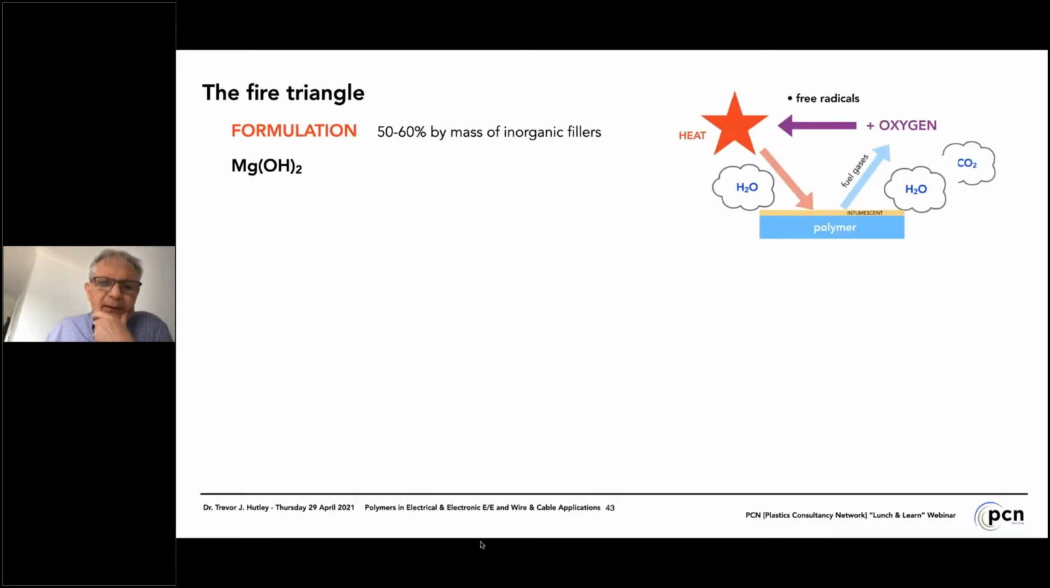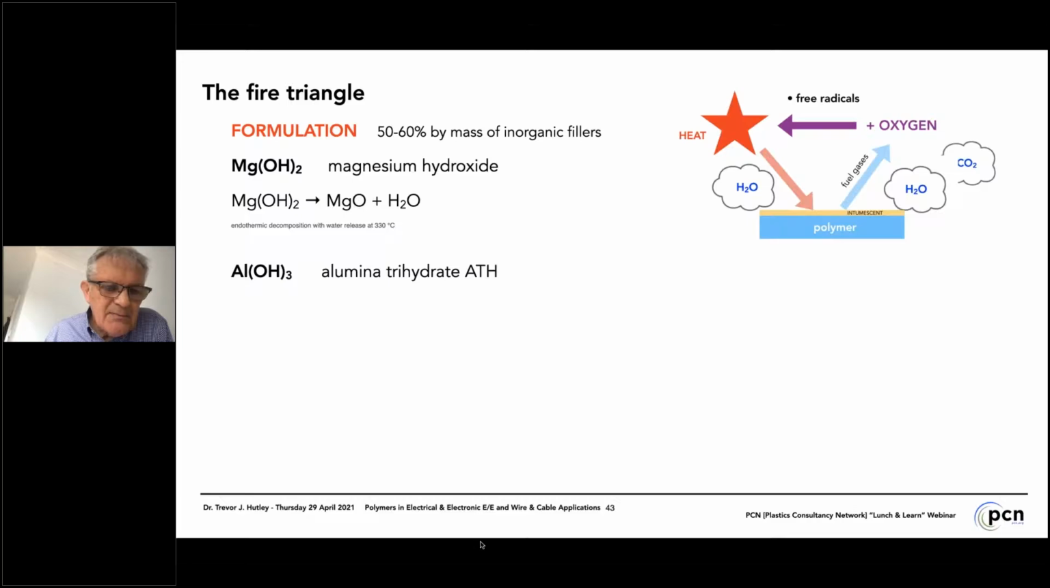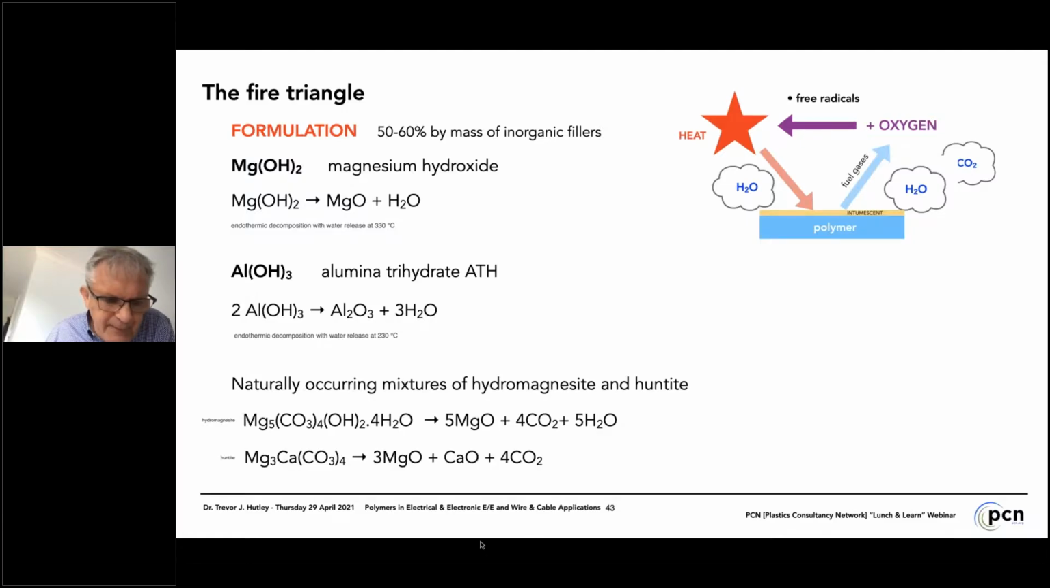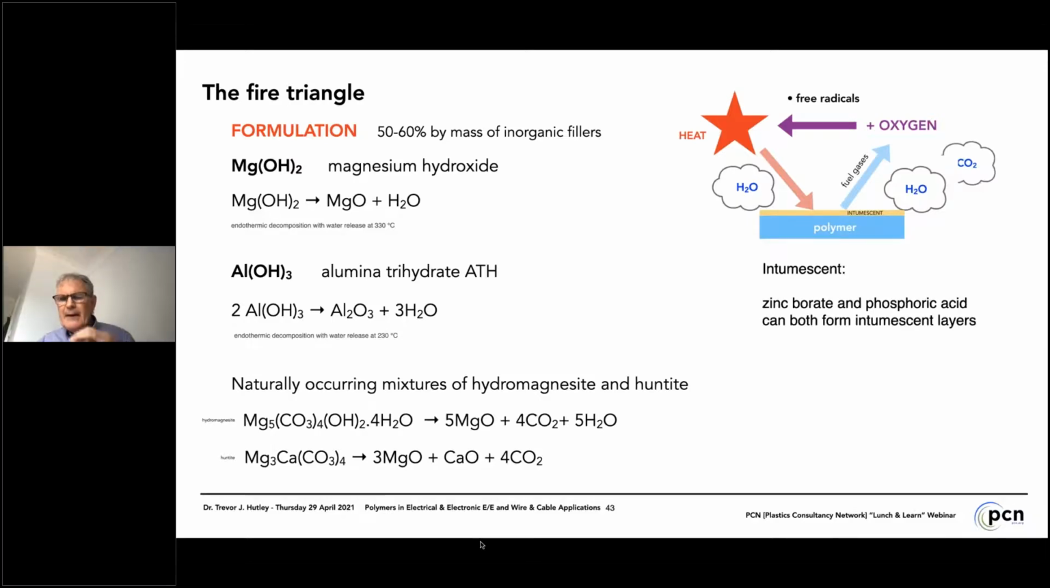And this has become an area well established now, where either magnesium hydroxide is used as an inorganic filler, which produces steam at 330. Alumina trihydrate predated that and produces steam and water at 230 Celsius. And there are also naturally occurring mixtures of hydromagnesite and huntite, which are mixed magnesium calcium carbonates, which produce carbon dioxide and absorb heat in the process. And the intumescent coatings, they come from phosphoric acid and from zinc borate, which can both form intumescent layers.